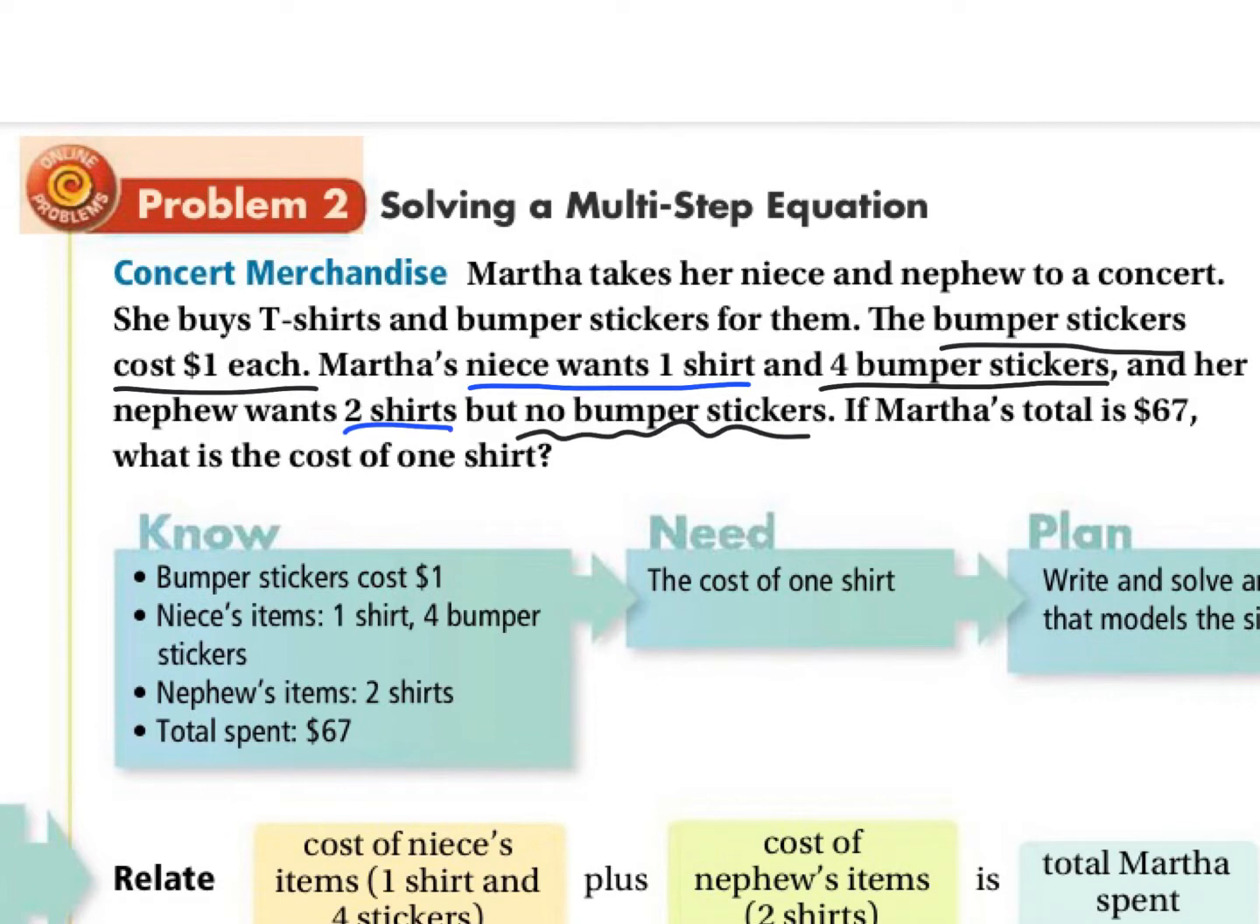Okay, so one thing you can do if you're doing a problem like this, especially on a test, if you have colored pencils or something, obviously you don't want to do this in your textbook, but on a test or on just a piece of paper, you could color code this. So I just used the black for bumper stickers and blue for the shirts, and then you can see overall what's happening a little bit easier maybe.